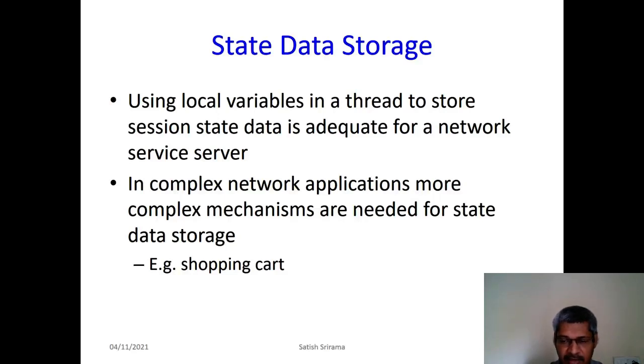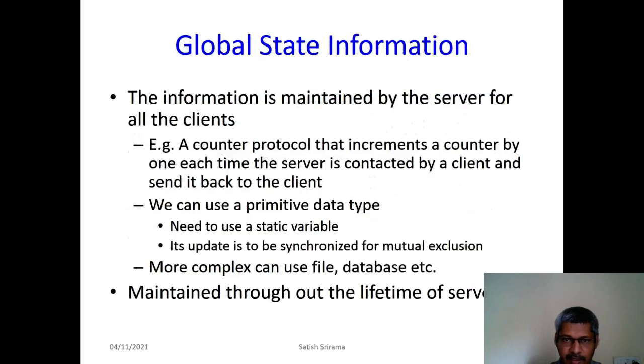And as far as threads are concerned, having a local variable is already sufficient for the simple network based applications and services which are being provided. For complex network applications like the shopping cart I already discussed, we may have to use our own data structures for that. So let us try to think in terms of the global state information.